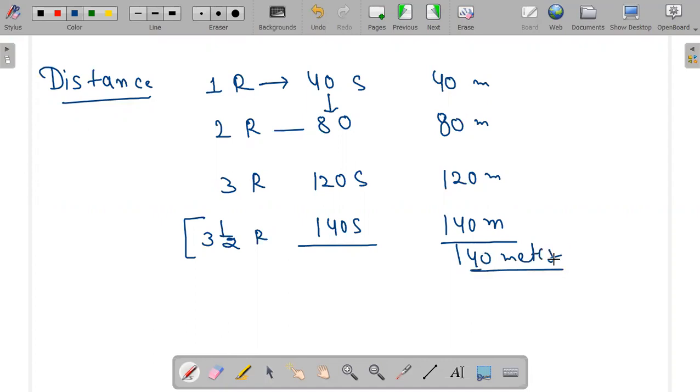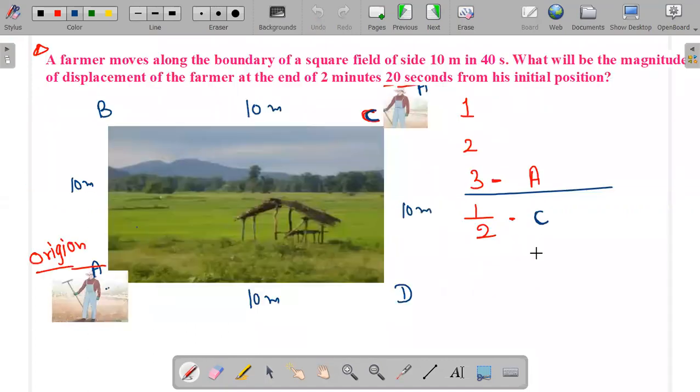Okay, now what is displacement? I told you what displacement is. Displacement is the shortest distance. In the last class, we studied that displacement is actually a shortcut. So instead of going from here to here and from here to here, it will use a shortcut. From A to C, this is the shortcut, and displacement is the shortcut.